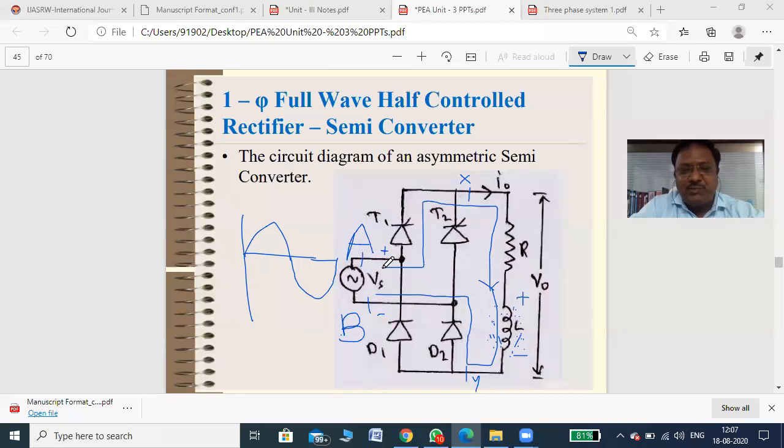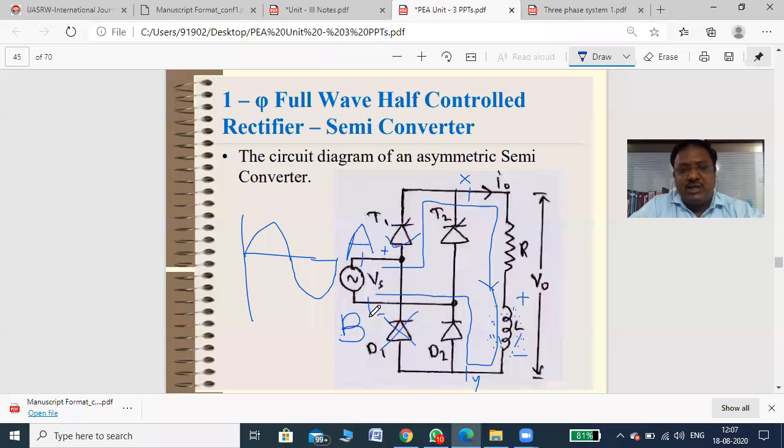If terminal A is positive, the anode of thyristor T1 is forward biased. At the same time, diode D1 is reverse biased. Why? Because terminal A is positive and this is connected to the anode of T1 and the cathode of D1. If positive is applied to the cathode of D1, D1 is reverse biased. I'll just cross D1, okay? And T1 is in forward bias condition, but not on, okay?